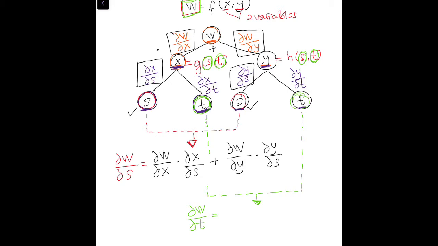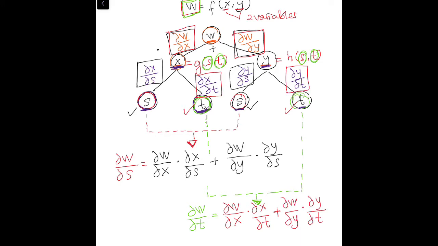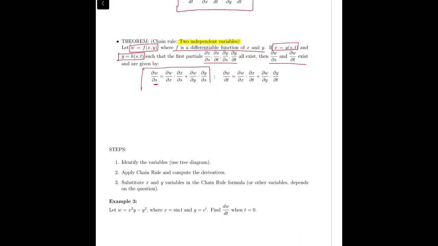And then for partial derivative w with respect to t, then just look at t. So multiply both partial derivatives on the left side plus multiply both partial derivatives on the right side. That is how we get both formulas for the theorem chain rule of two independent variables.